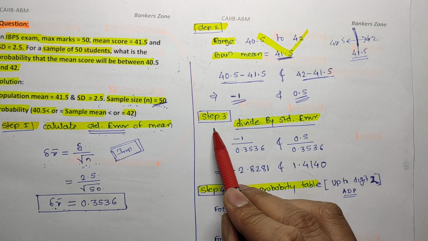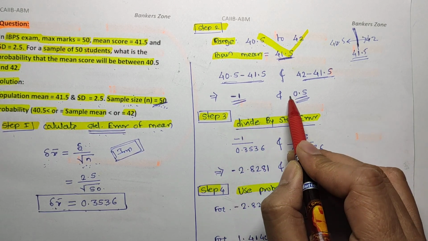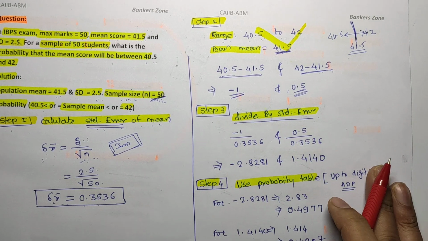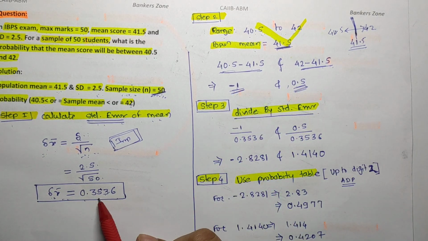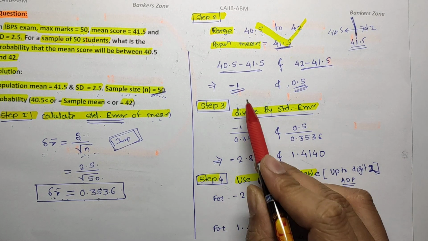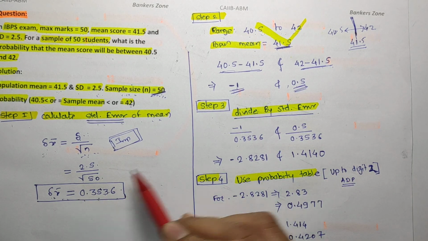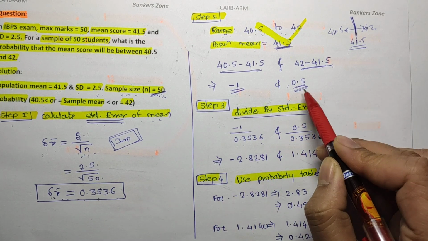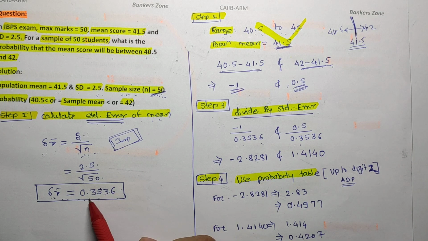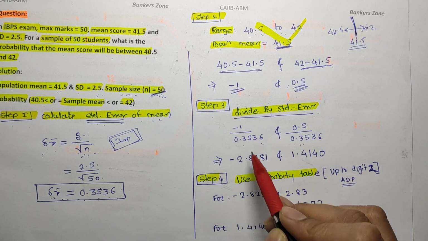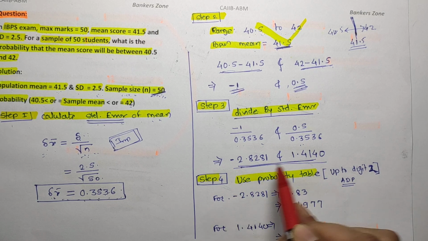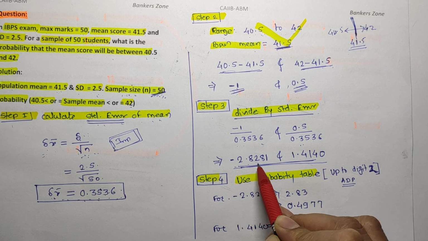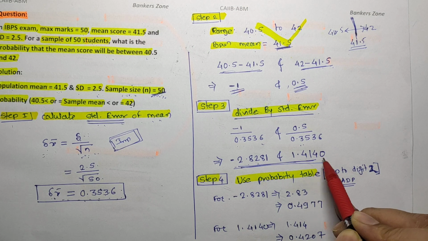In step 3, just divide these values by the standard error. So -1 divided by 0.3536 and 0.5 divided by 0.3536. When you divide using a simple calculator, you will get these values, that is -2.8281 and 1.4140.